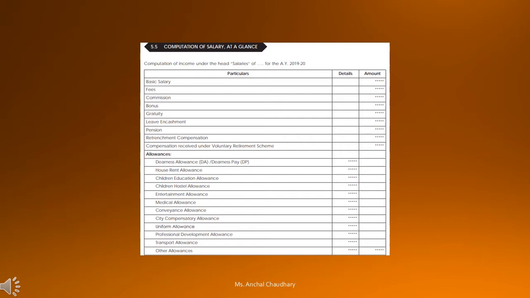Then you have to write down the allowances. You have to compute the allowances like DA, DNS allowances or DNS pay, HRA, children education allowance, children hostel allowance, any entertainment allowance, medical, conveyance or city compensatory allowance, uniform allowance, personal development allowance, transport and other allowances. So then you have to calculate your allowances. You have to compute the amount of taxability which will be taxable under the head income from salaries.